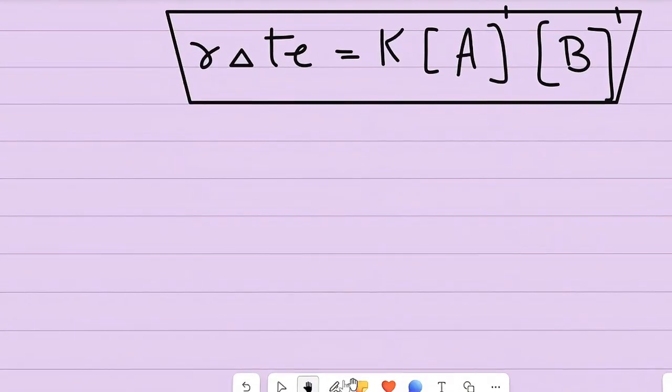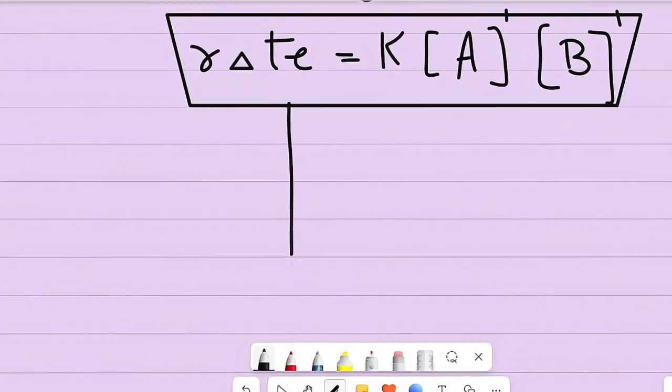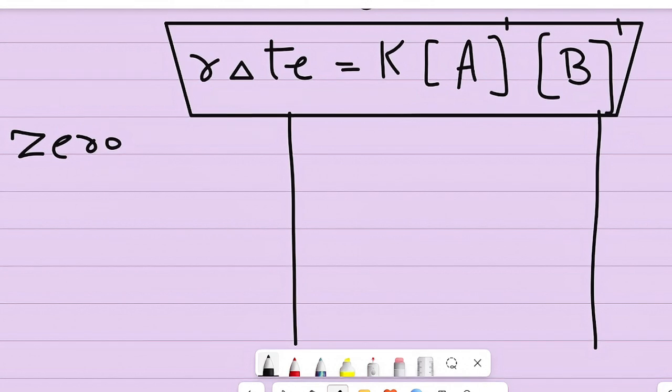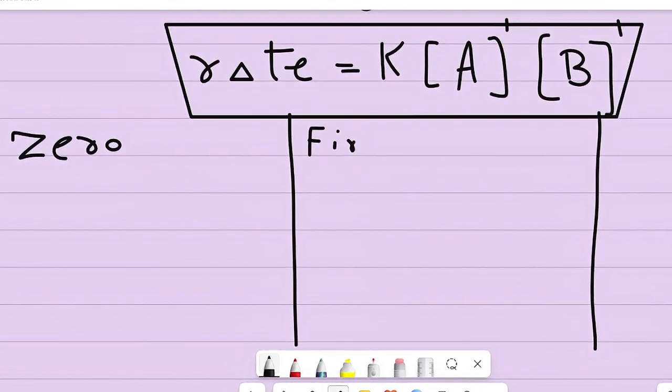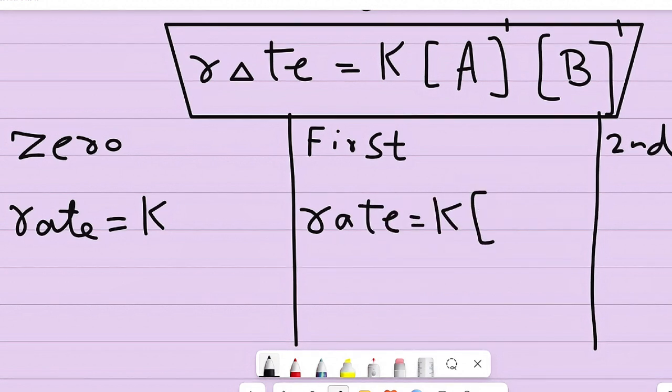So in today's class, what have we learned? We learned the rate, and let's summarize it, and the order of the reaction. We learned three types of order of a reaction: zero order, first order, and second order. For the zero order, the rate is equal to the rate constant k. For the first order, the rate is equal to k times the concentration of a reactant raised to power 1.